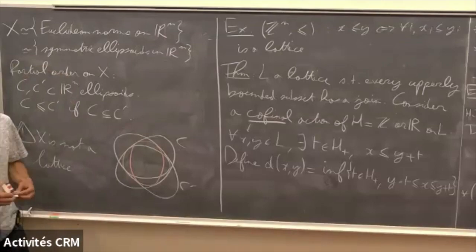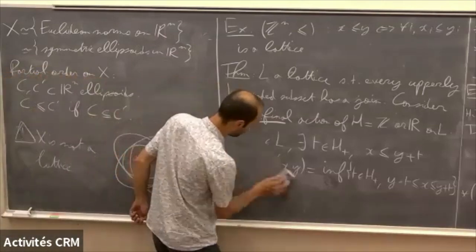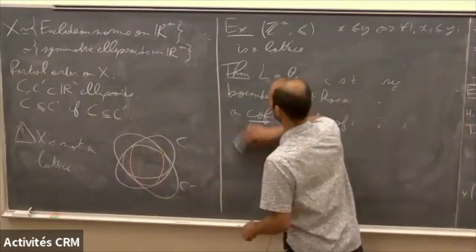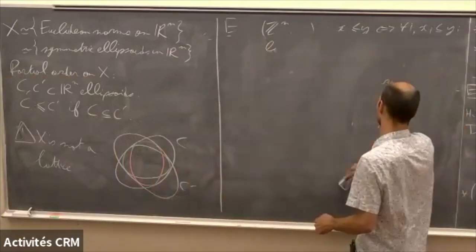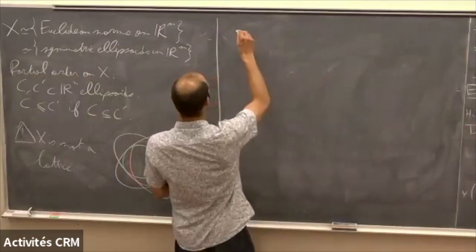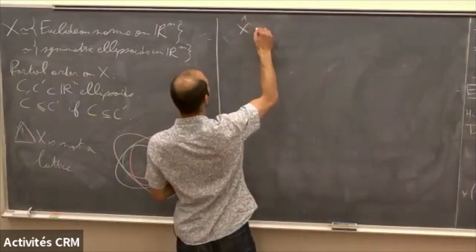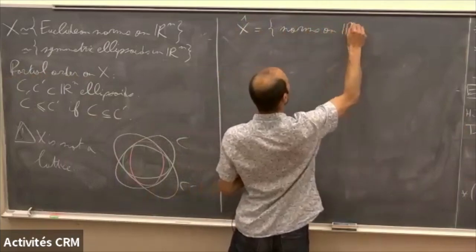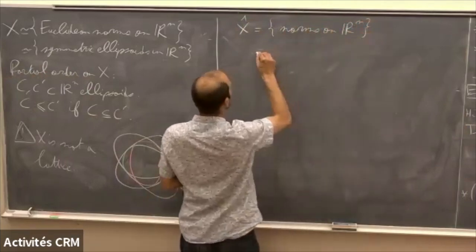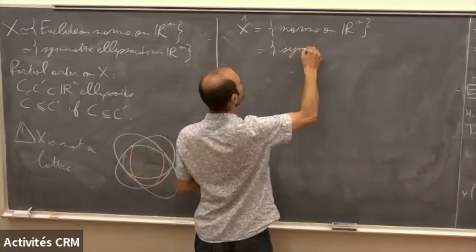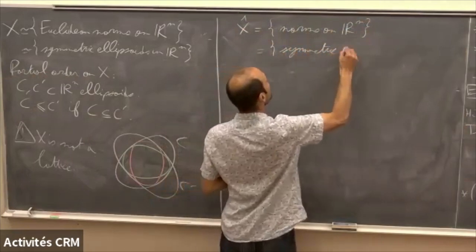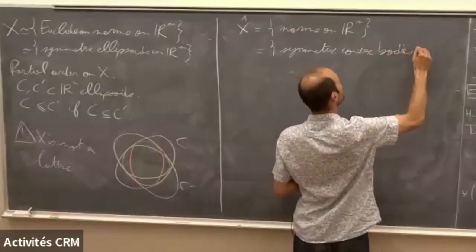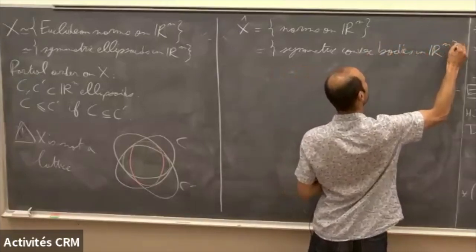So what should we do? Well, instead of looking at only ellipses, we will consider all convex bodies. So I will look at X hat, which is the space of all norms on Rn, which is the space of all symmetric convex bodies in Rn.